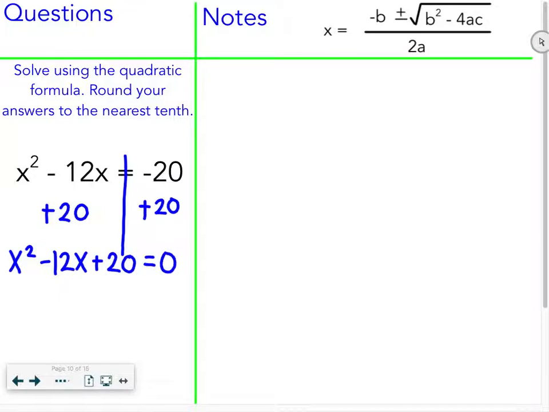Then I'm going to go ahead and label my a, b, and c values. So my a value is 1. My b value is negative 12. And my c value is 20.